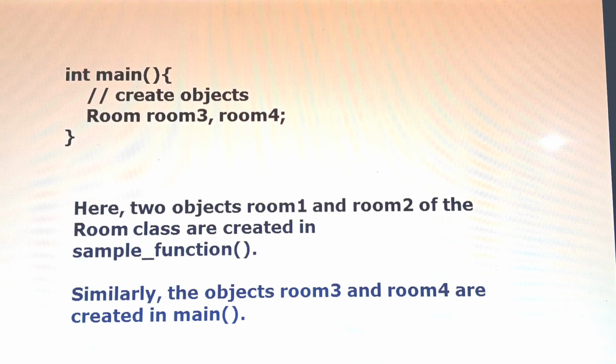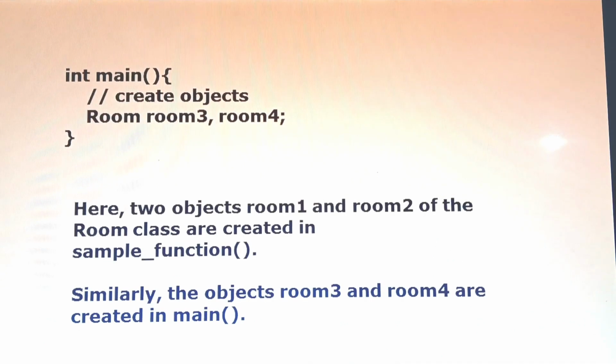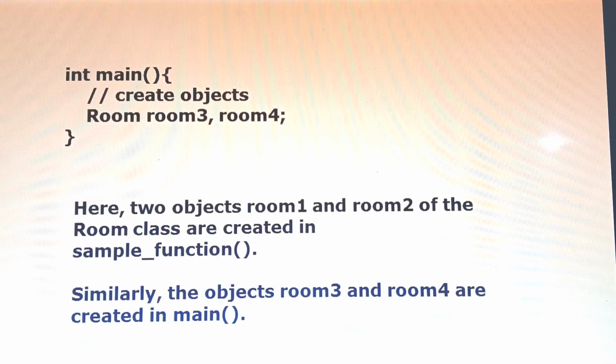In the main program also we can create the objects. That is, in the main function, class name, object room3, room4. Here two objects we created: room1 and room2 of the room class are created in the sample function. Similarly, room3 and room4 are created in the main function.